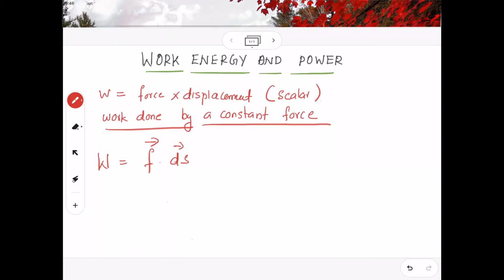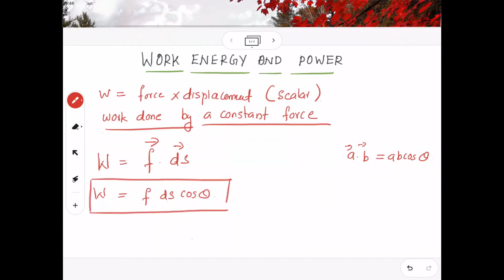As you know, A dot B is equal to AB cos theta. So I can write the work just like this: W is equal to F ds cos theta. That means here we have an angle. This angle is the angle between the force and the displacement.